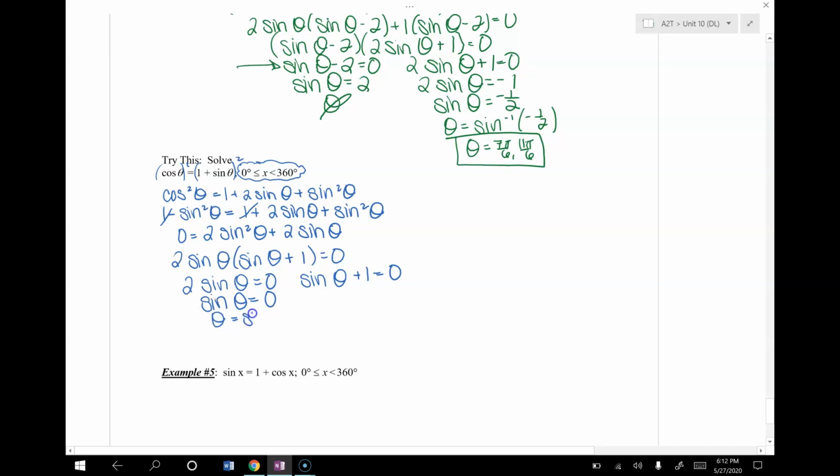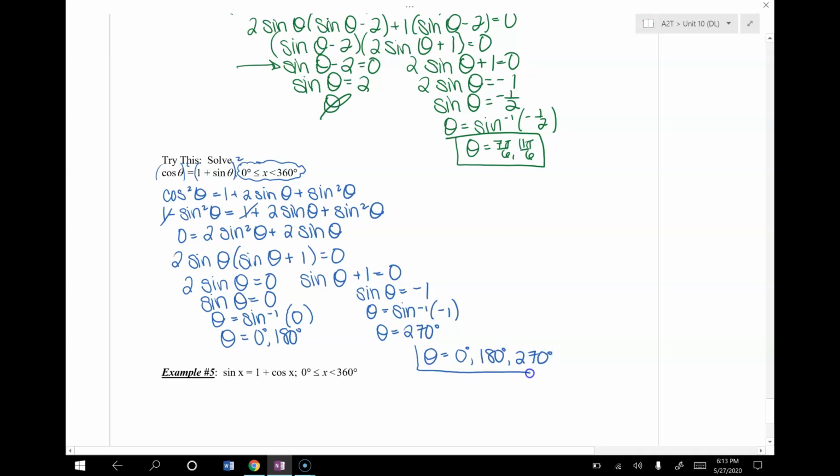And I'm looking for the angle, so I'm going to apply the inverse of sine to 0. Sine is 0 at 0 degrees and 180. I'm restricted. I'm not going to use k. It's not necessary. Okay. And then sine theta plus 1 equals 0. If I subtract it, I get sine of theta equals -1. I need to use the inverse. So inverse sine of -1. And that occurs at 270 degrees. So our final answer is 0, 180, and 270 degrees.